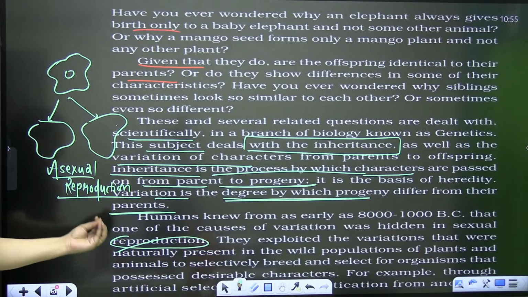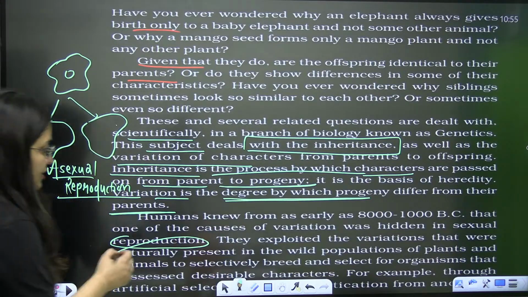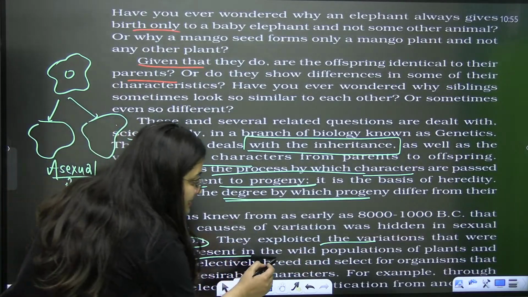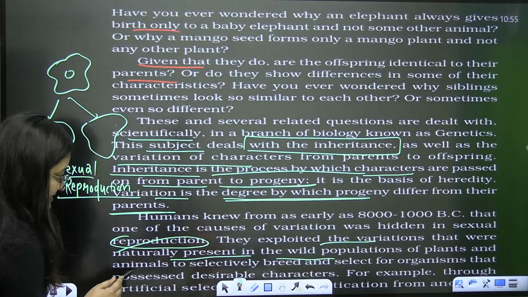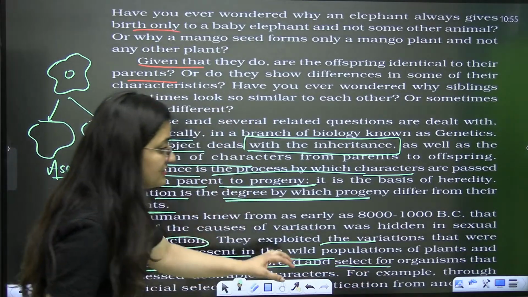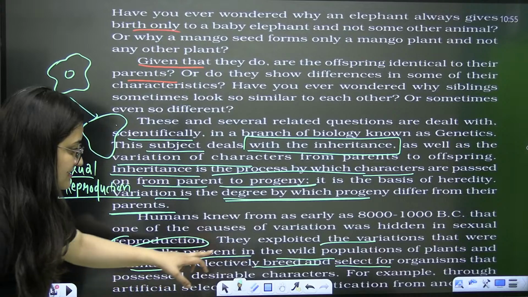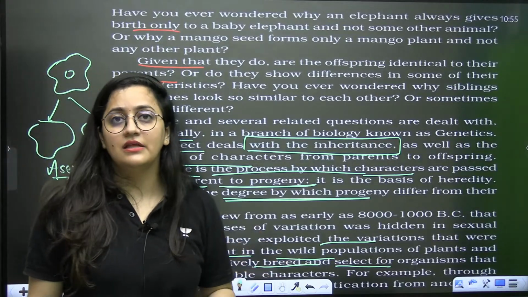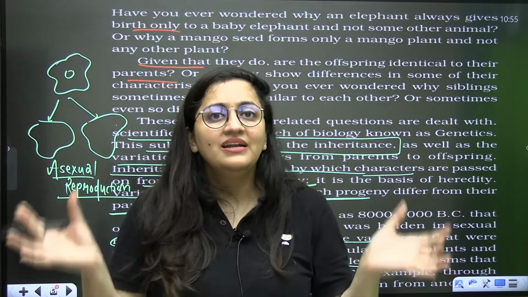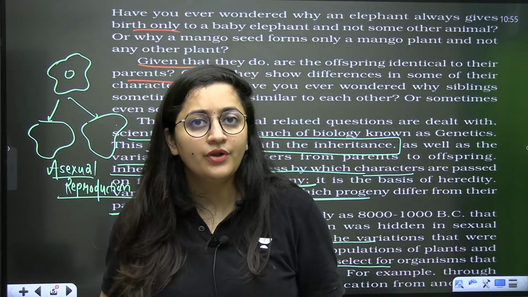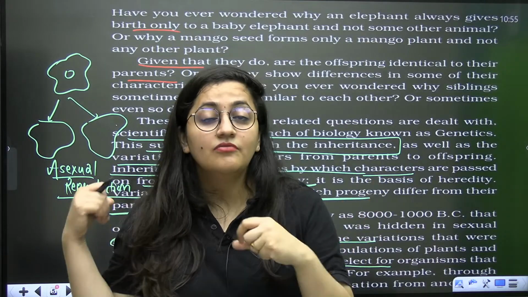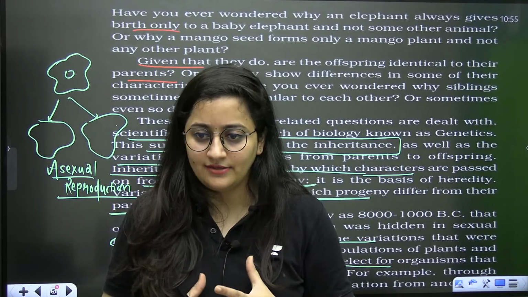So see, a very beautiful point is given here: humans exploited the variations that were naturally present in the wild population of plants and animals to selectively breed and select for organisms that possessed desirable characters. So here they are saying that humans knew that ultimately variation is somewhere there in sexual reproduction. They exploited this particular character, right? Here we are talking about artificial hybridization.